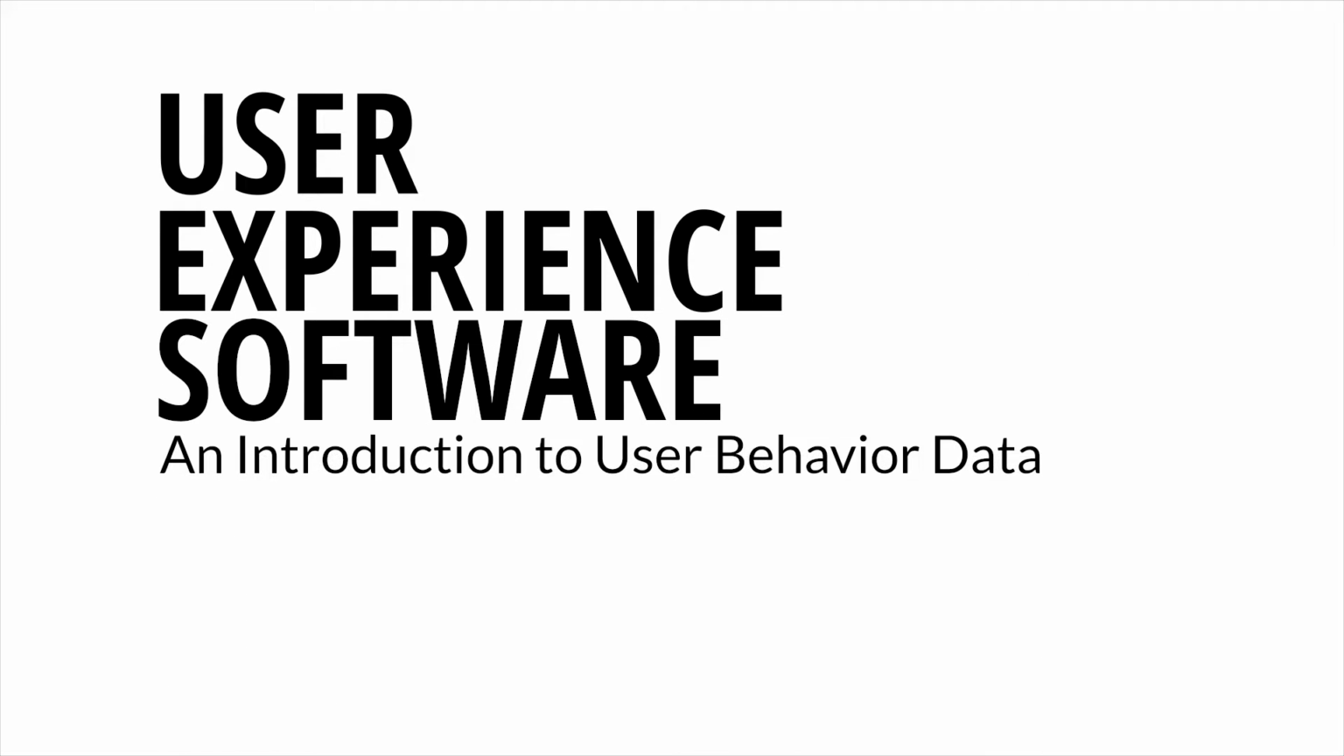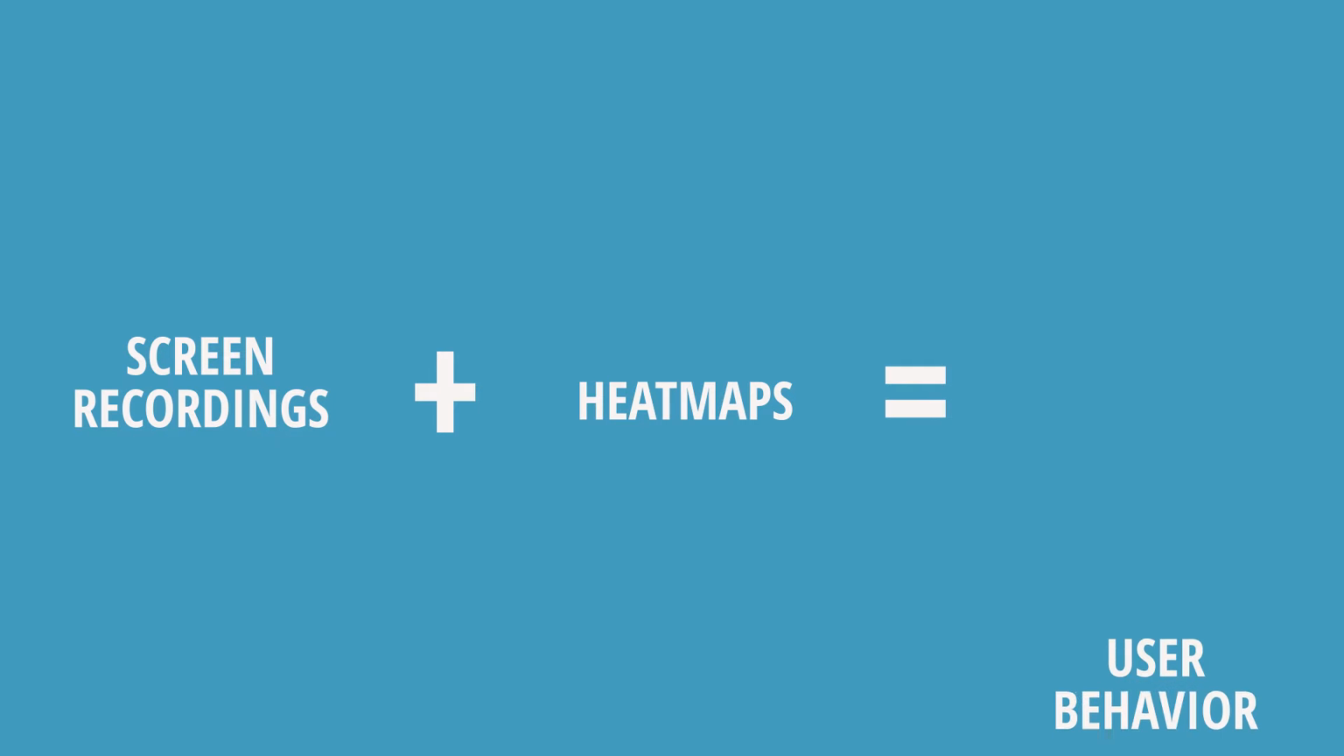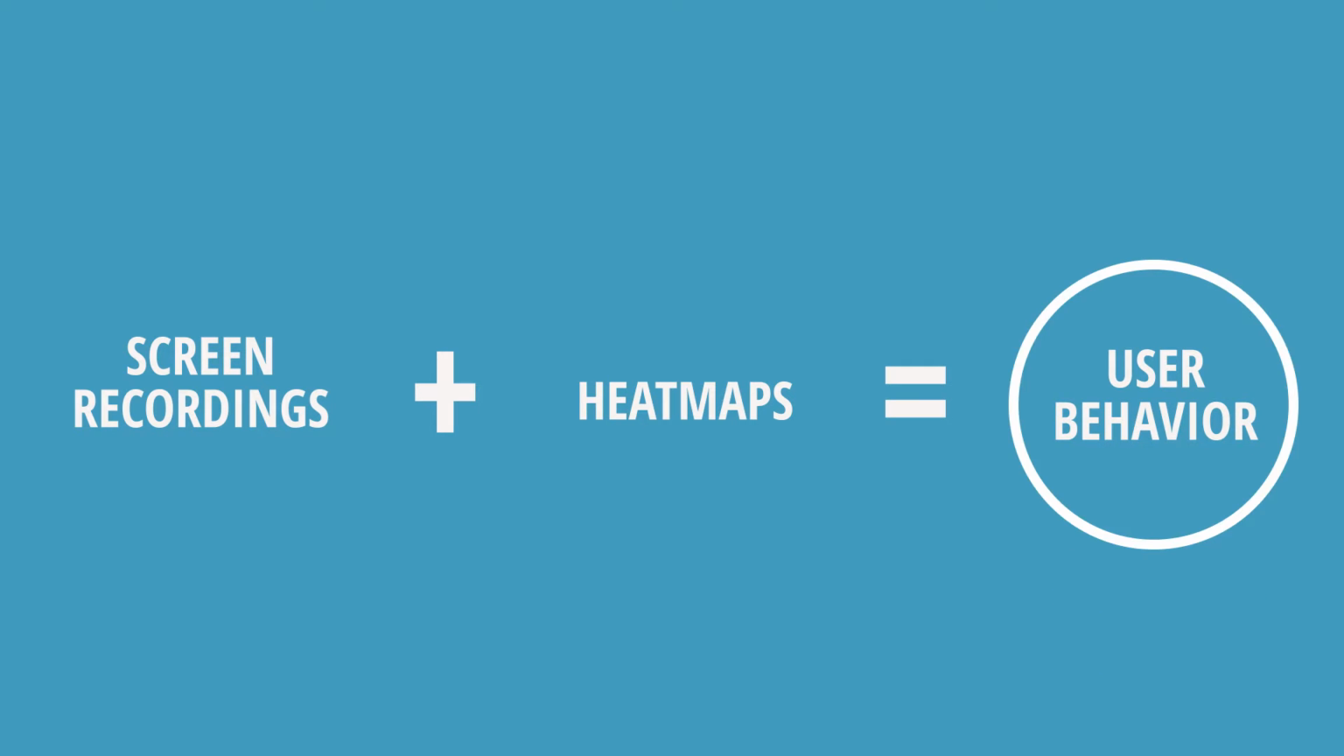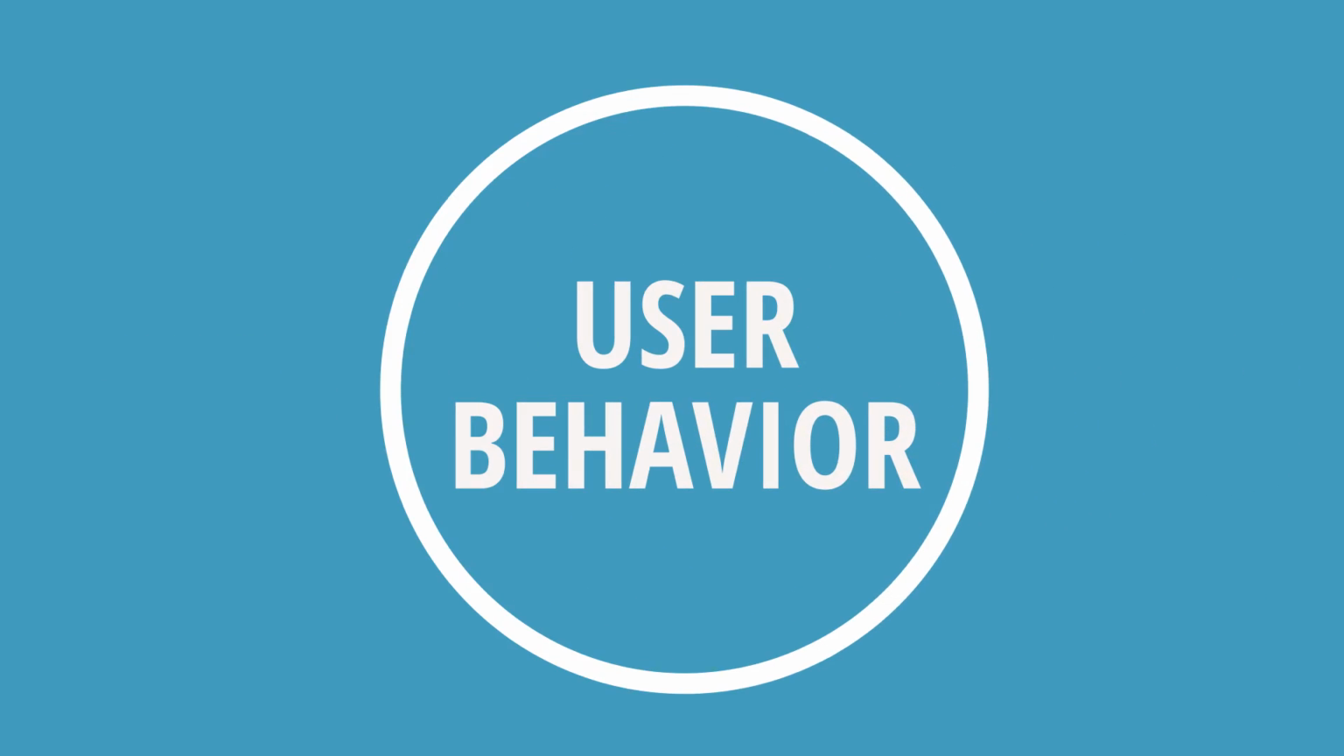An introduction to user behavior data. Screen recording, mouse tracking, and heat maps provide insights on how visitors are using your site. These tools allow you to identify trends, collect user behavior data, and diagnose areas to improve on your website. This is accomplished by recording mouse activity, then quantifying the data collected.